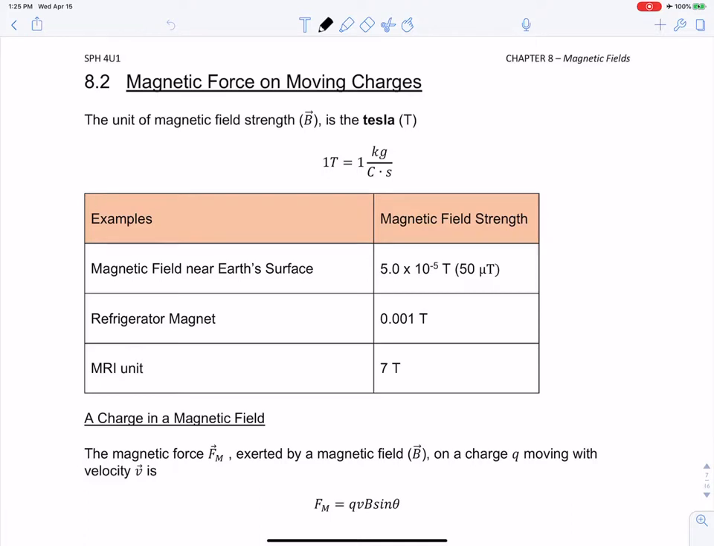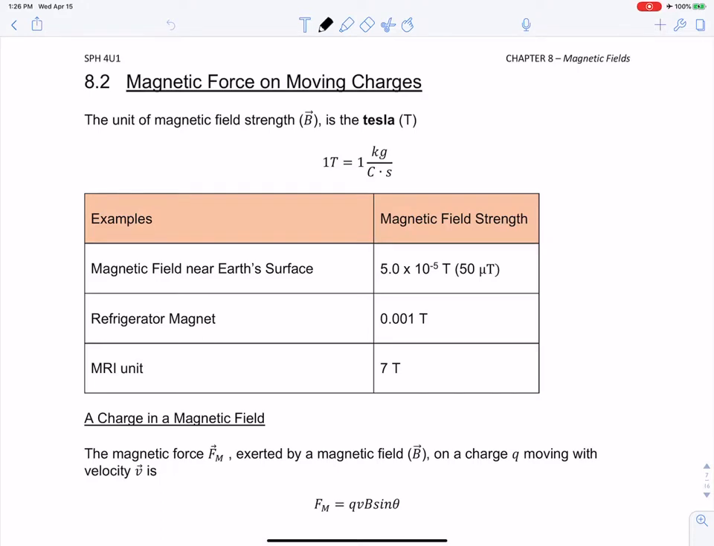We can look at the magnetic field near the Earth's surface. This is not often something that we experience or can feel. If we have, say, metal, we don't feel a strong attraction of this metal to the Earth's surface. And that's because the magnetic field strength is really small. It's 5 times 10 to the power of negative 5 Tesla.